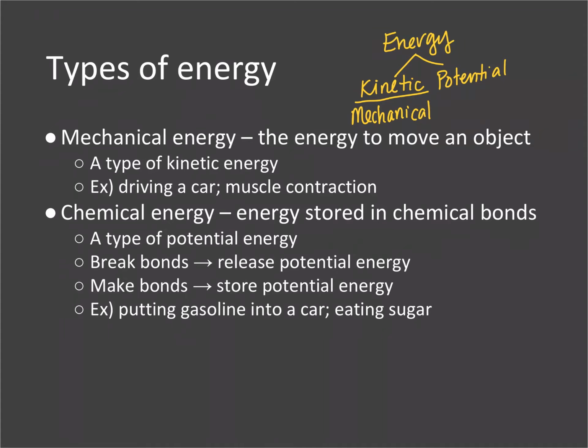Other forms of kinetic energy can include things like light and heat and radiation. Potential energy, we're going to focus on the potential energy stored in chemical bonds. So we're going to refer to chemical energy as the specific type of potential energy that is related to this concept of ATP and making it happen.